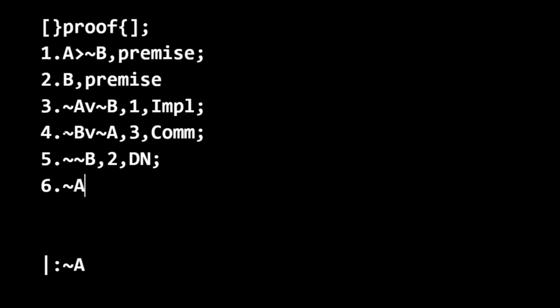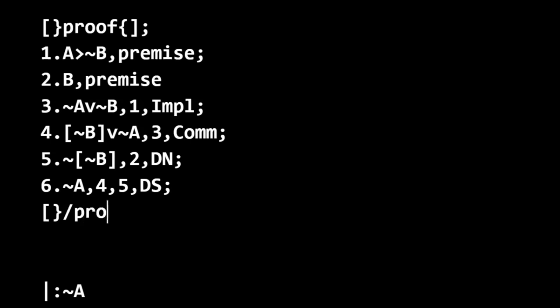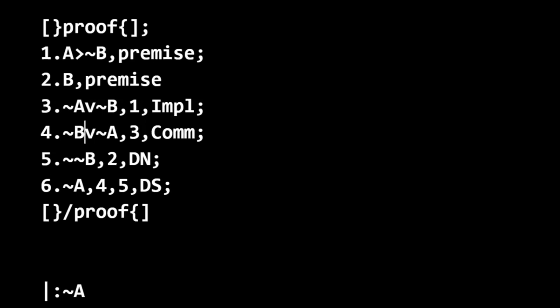So if we bracket this left-hand side of the disjunction in line four, we see that we have the negation of that in line five. And so we have this second disjunct that then comes across in line six by lines four and five using disjunctive syllogism. And we are done with the proof. And of course, these brackets are just for discussion here. The actual answer string should be created from this.